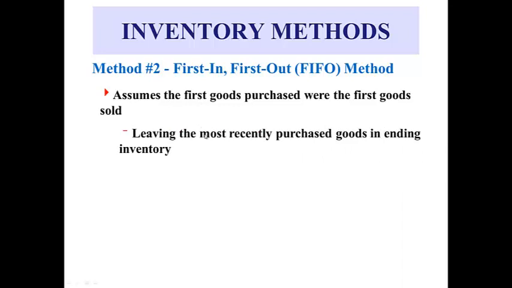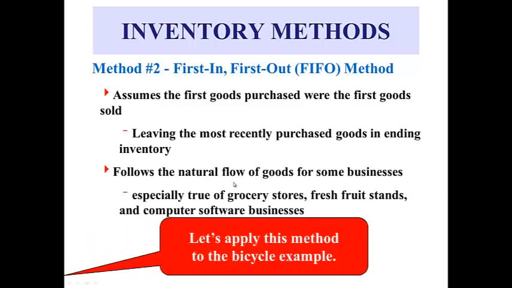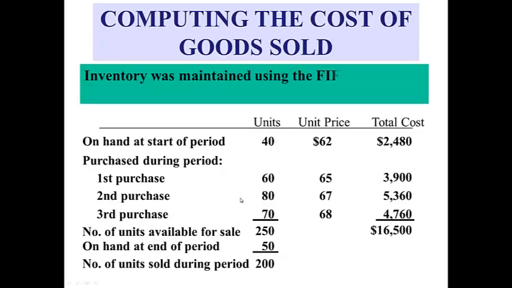So we have the most recently purchased goods left in ending inventory, and our oldest goods are the ones that are assumed sold. This follows the natural flow of goods for some businesses, like grocery stores, fruit stands, or computer software. So let's see how first in, first out works.